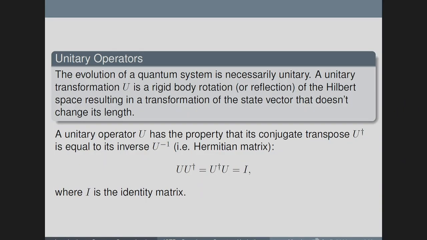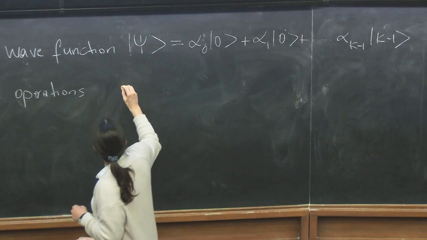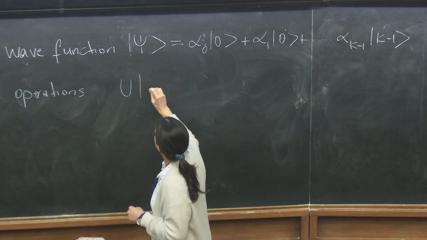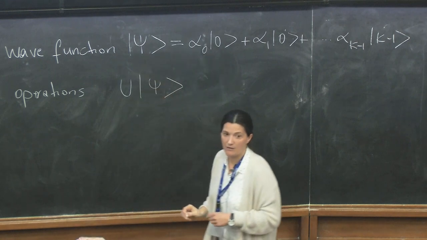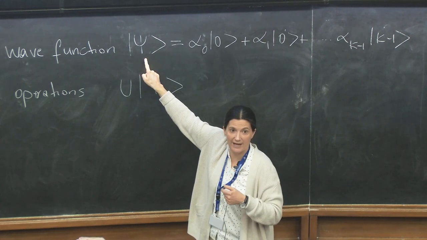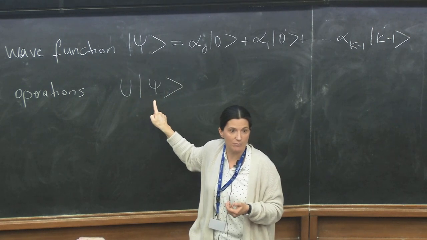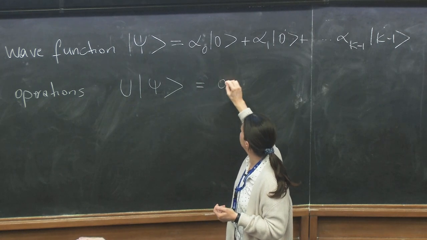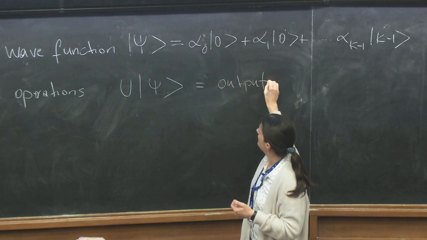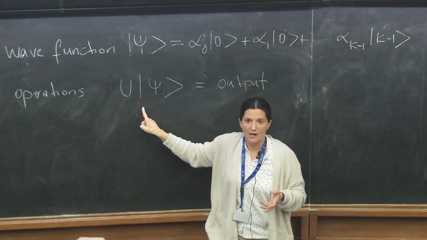Also, in order to operate on this wave function, typically when we do operations, we apply a unitary operator to that wave function. Okay? So this is your input, right? Go back to your classical idea of gates. This is your input, and now you're applying some gates or operators to that input to get a new output. So you're doing an operation on your state function, or state vector, and that's how you do it.